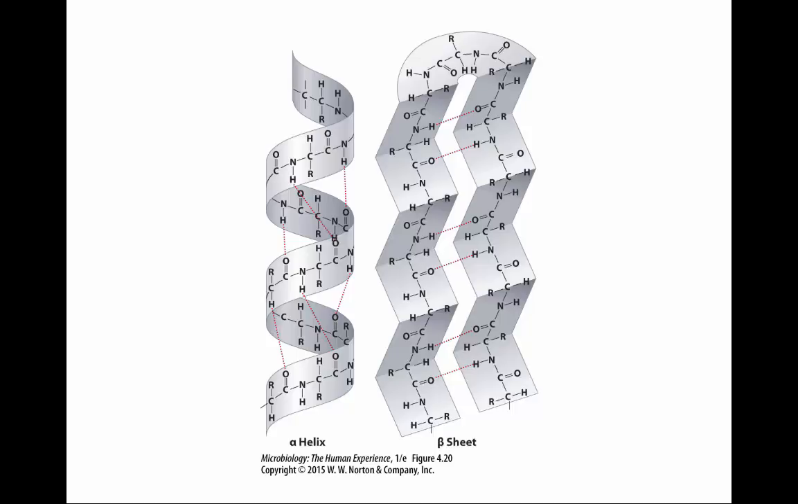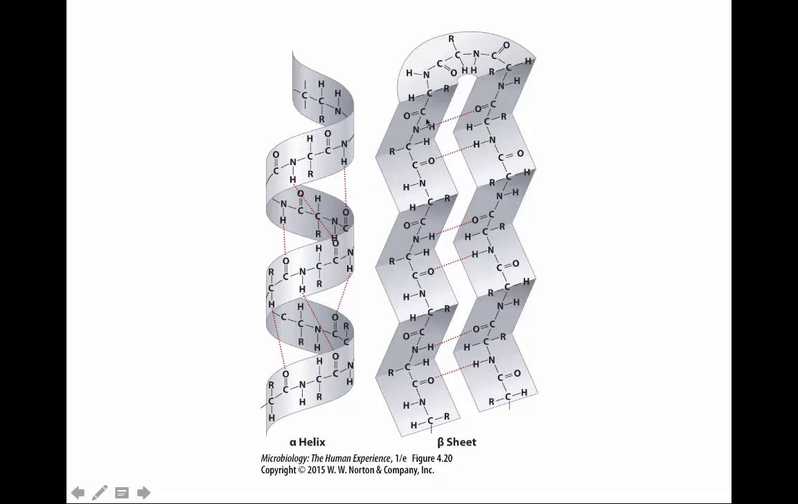Okay, so secondary structure is formed when hydrogen bonds within the amino groups and the carboxyl groups come together, and they can come together in two basic conformations. We have this alpha helix, where the amino acids are arranged in a spiral or helical shape, and you can see the hydrogen bonds that hold that in place in red.